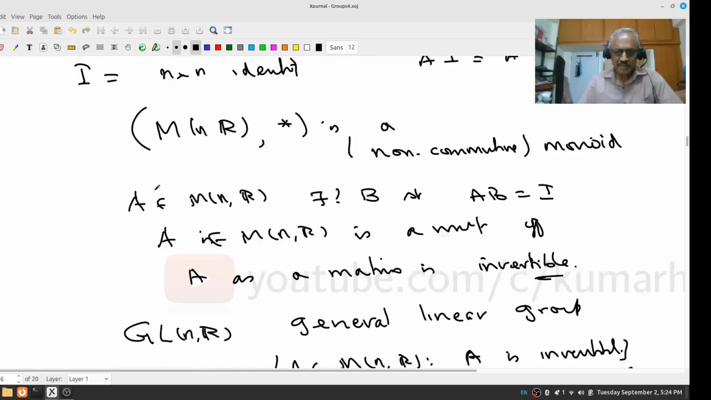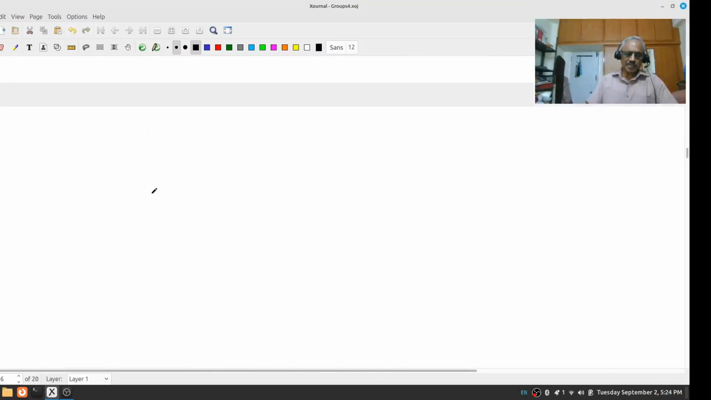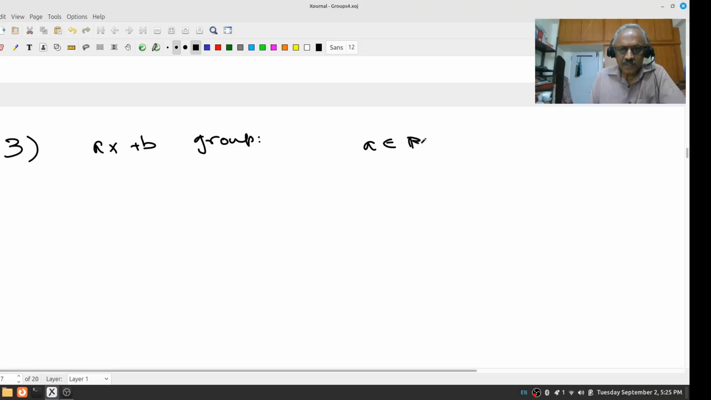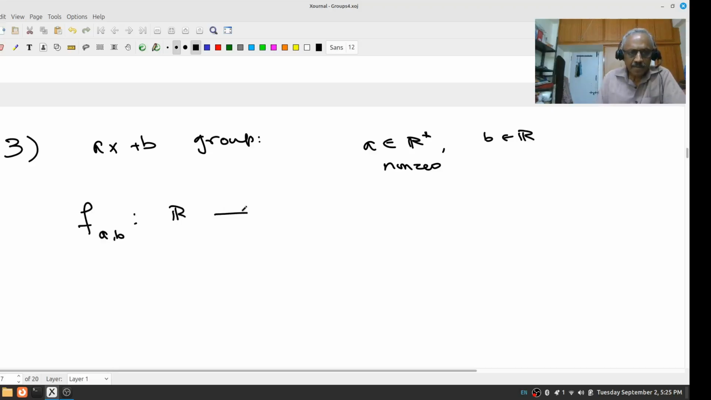Very good. Now I want to introduce one of my favorite examples. This is what I call the ax plus b group. For every a in R star, that is non-zero real, and b in R, this is anything, we look at the map f_{a,b} from R to R. How do I define it? f_{a,b} of x equals ax plus b.